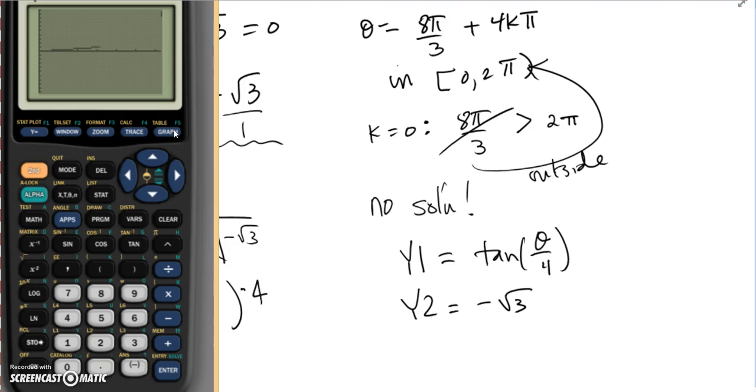There's the tangent function, just that little piece of it that we see, and there's the line y equals negative root 3. Notice that in that window between 0 and 2 pi, they do not intersect, so the equation has no solution if we look at it graphically. If I change my window to negative 2 pi to 2 pi, there will be one solution, which I can get with the intersect feature. But we were only restricted to positive angles, and there is no solution.